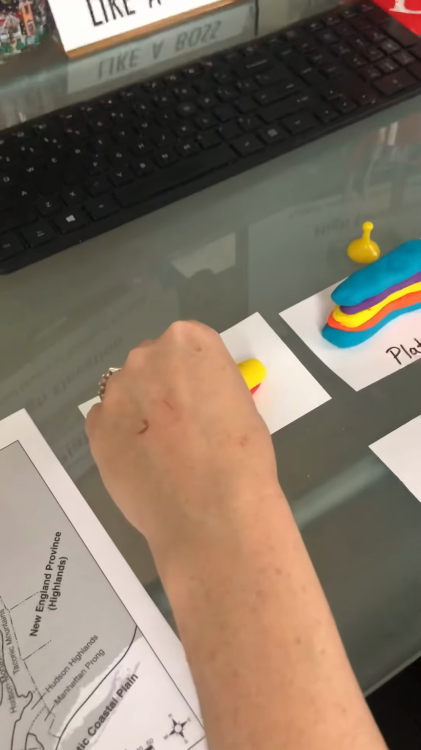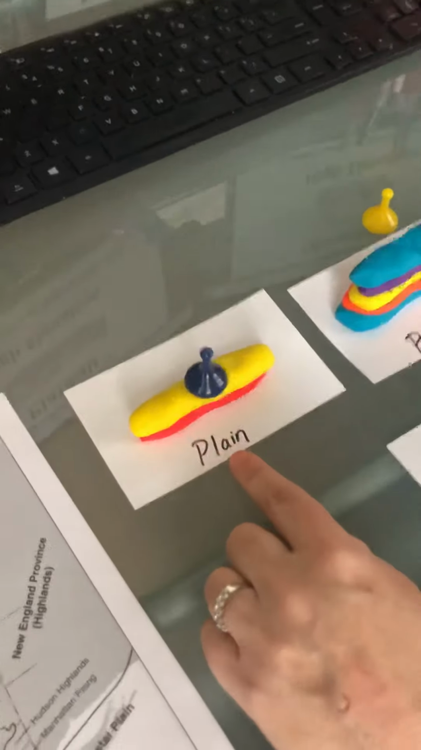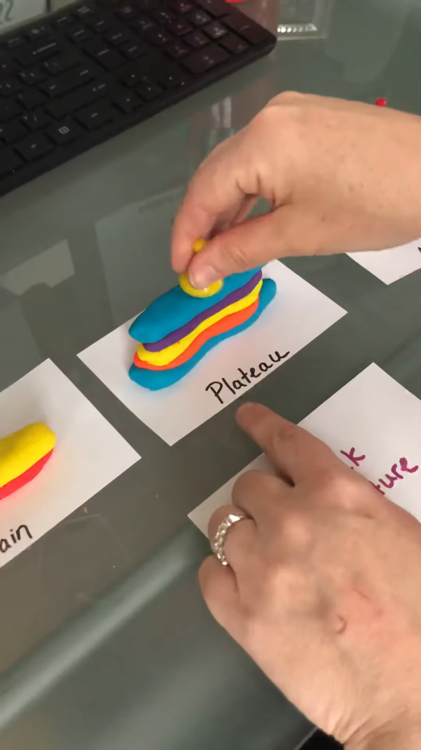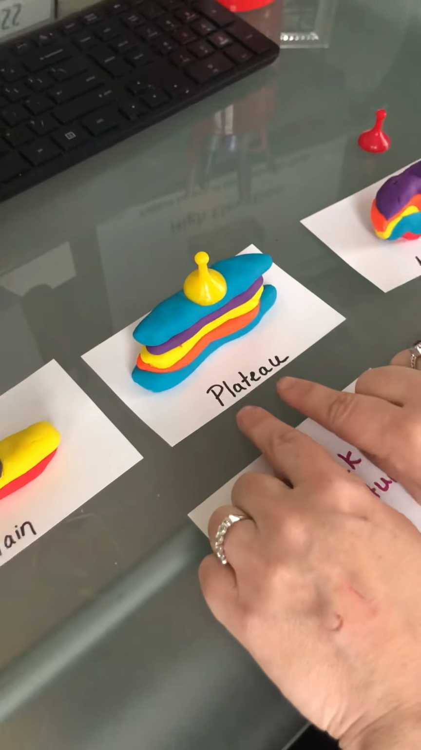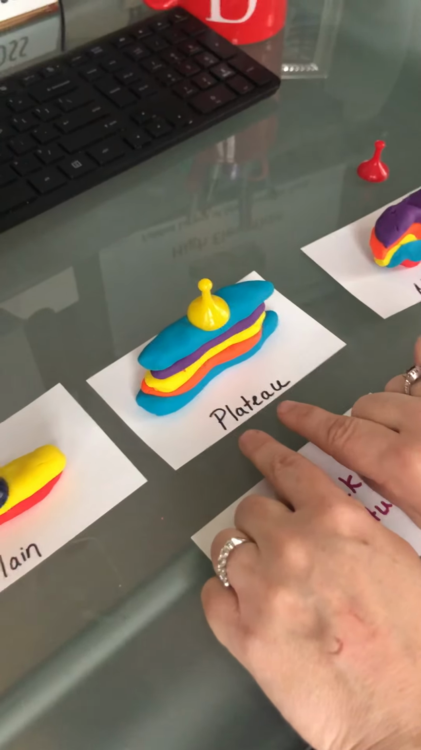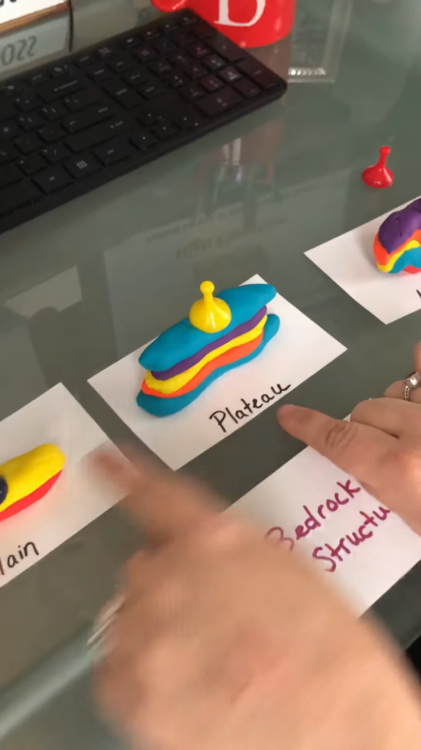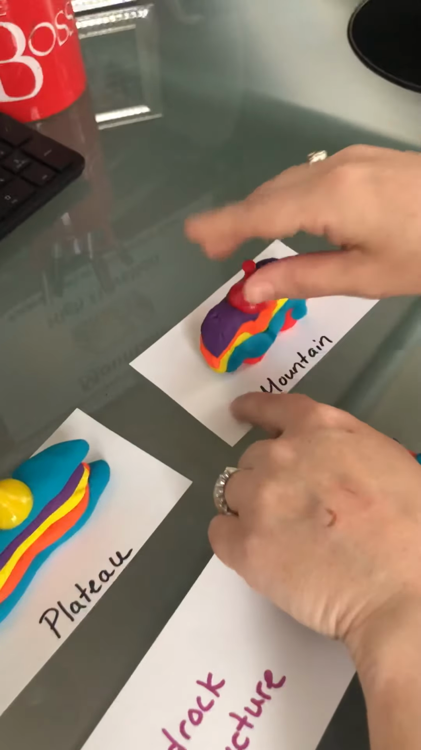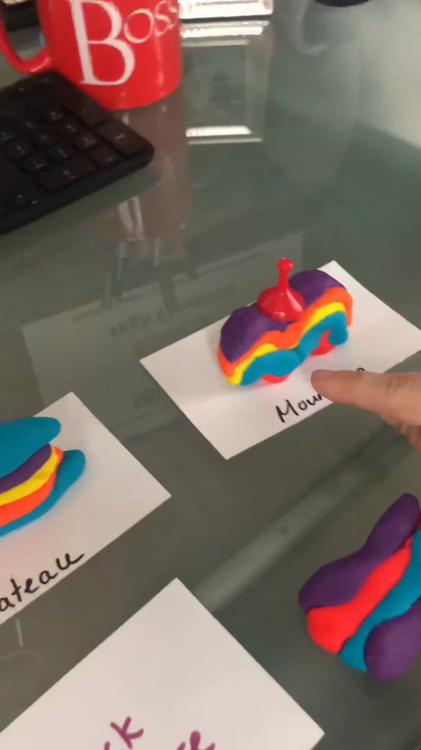So if I was this person here standing on a plain, it wouldn't be a very high elevation for me. But if I was standing on a plateau, I'd be at a high elevation. In fact, it would probably feel like I'm in the mountains. The only difference between these two is elevation. But when we go to mountains, there's a very big difference, and I know you can see it here. The bedrock is structured very differently.